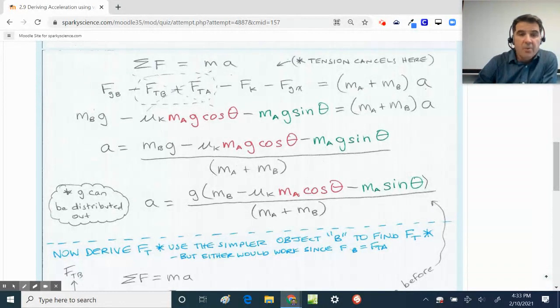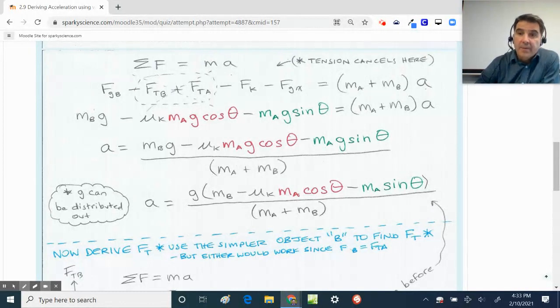Fgb is the mass of B times gravity, minus Fk. We said Fk was mu sub k times the normal force, that's the force of friction, minus the force of gravity in the x direction. And these are both negative. They are down the hill in the leftward direction. This one is over the pulley to the rightward direction, so it's positive. And of course, (mA plus mB) times a.